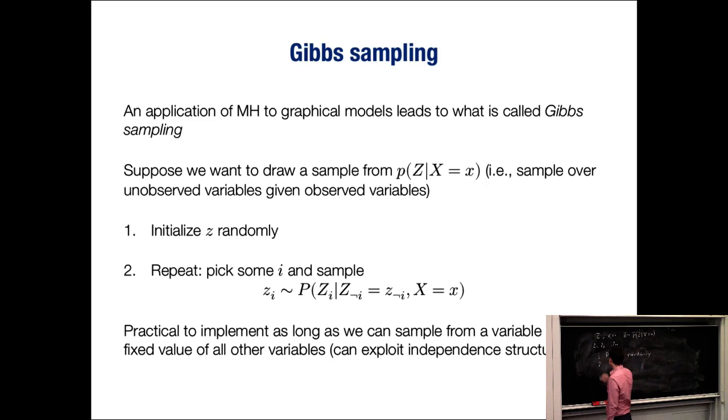The second thing you do, much like Metropolis Hastings, is you first start with something random, then you start iterating. The second thing I do is I repeat the following. I'm going to pick some i at random. In practice, you often cycle over all the variables, but in theory, you actually just want to pick them randomly. And I'm going to sample Zi.